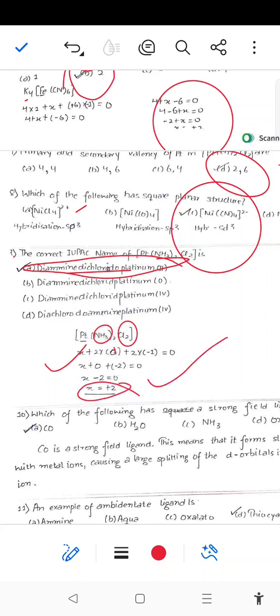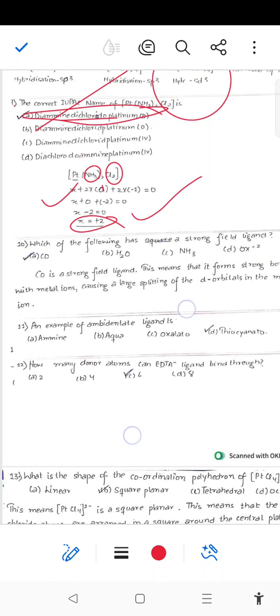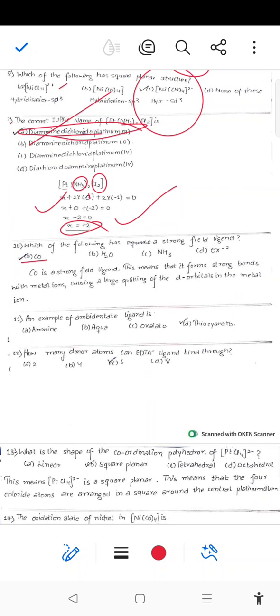So X की value 2 आ जाएगी, आप easily solve कर लवांगे. Next, which of the following has a strong field ligand? Strong field ligands are those with the most electronegative element present. So C, carbon, oxygen. So CO is a strong field ligand. This means that it will form a strong bond with the metal ion, causing a large splitting of the d orbitals in the metal ion.